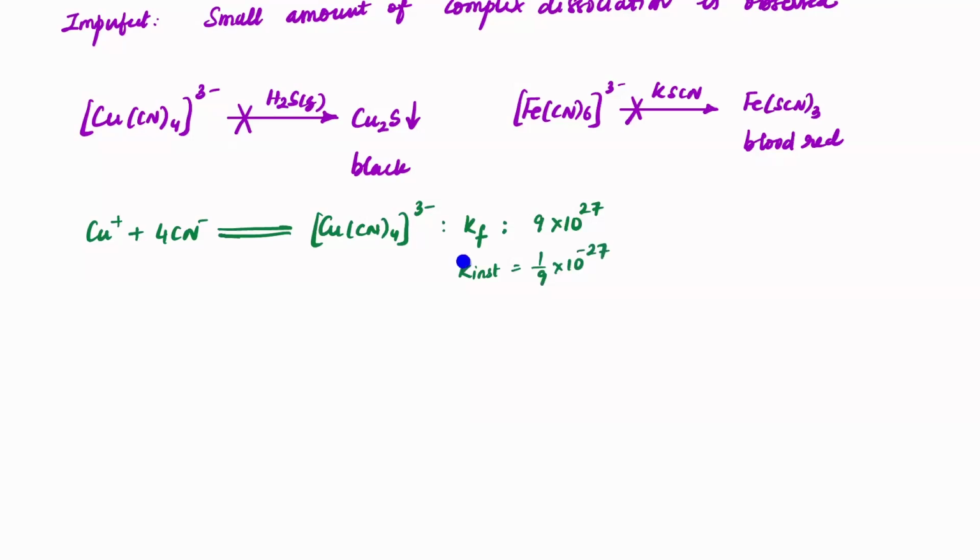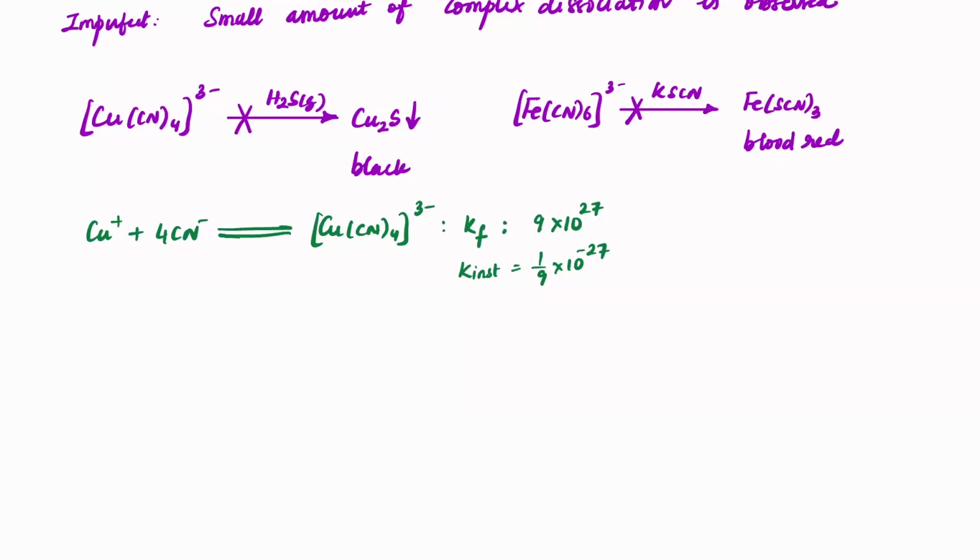Instability, this is called the instability constant. That means the backward ionization. Kf is forward complex formation. K inst means ionization. You can notice that the ionization constant is extremely low, which means you will not have any sufficient concentration of these two available to get any of their confirmatory test.